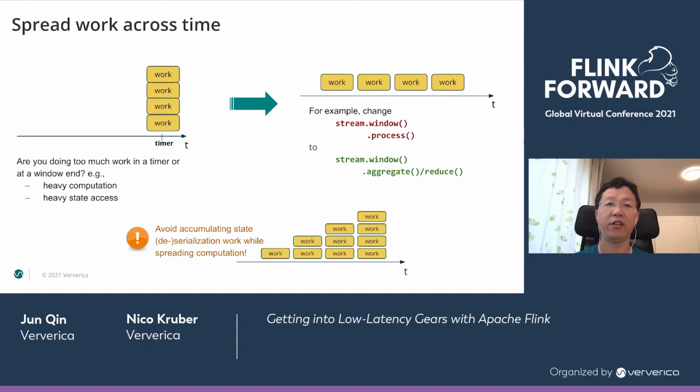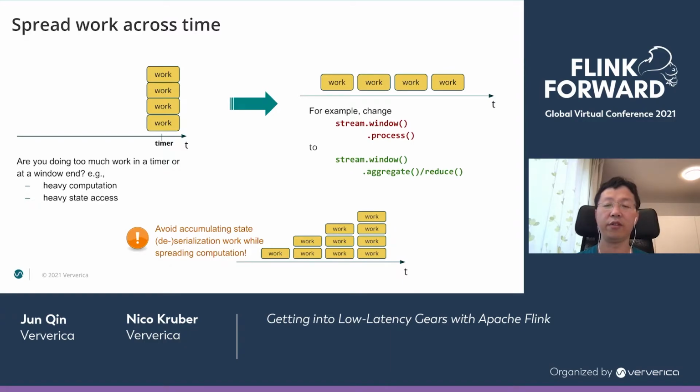To avoid that, you should change your code to spread out the workload as much as possible, such that you don't accumulate too much work to be done at a single point in time. In the case of windowing, you should consider using incremental window aggregation with an aggregate function or reduce function. In the case of timers in process functions, the operator executed in the onTimer method should be optimized such that the time spent there is reduced to a minimum.